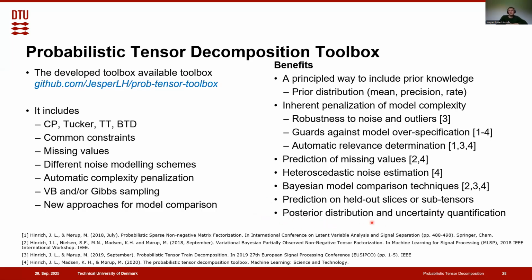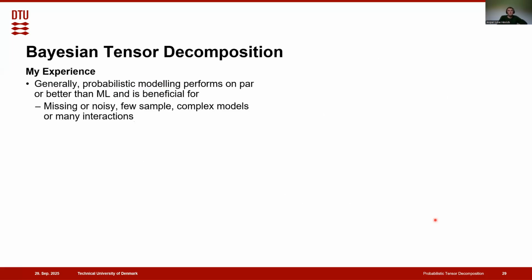You also get the posterior distribution and the uncertainty quantifications. And then depending on whether you do variational Bayes or Gibbs sampling, you get a different degree of reliability of your uncertainty quantifications.